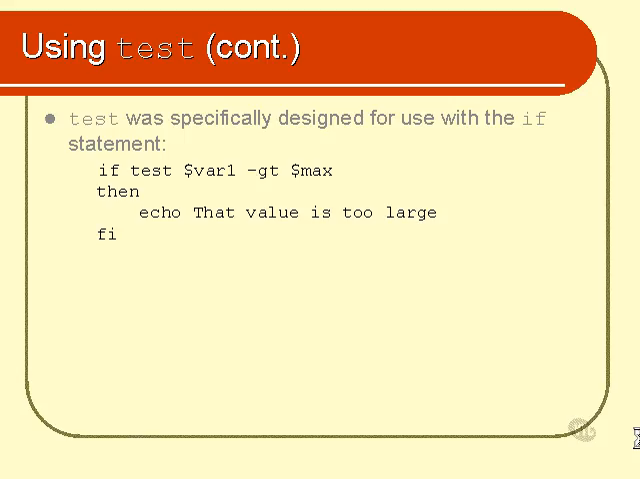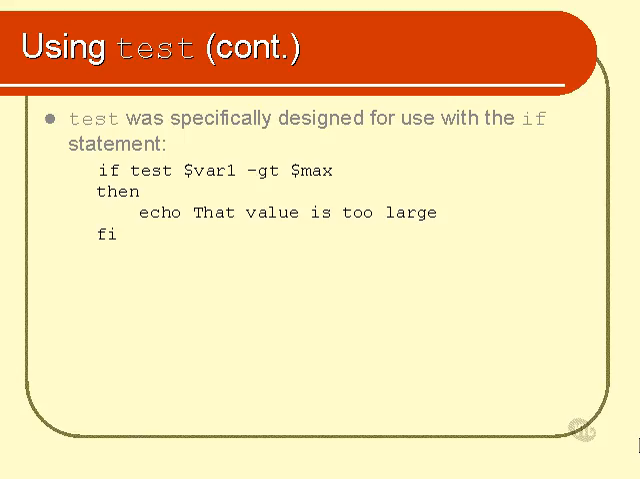So we read this, we say if var1 is greater than max, then we can say, well, that value is too large because it's greater than the maximum. So as you can see, this is actually a very handy way. It is slightly long-winded, but it is a handy way of comparing two values. Sadly, we can't use the greater than symbol. The greater than symbol is already used by the shell program to redirect output to a file, as you probably already know.